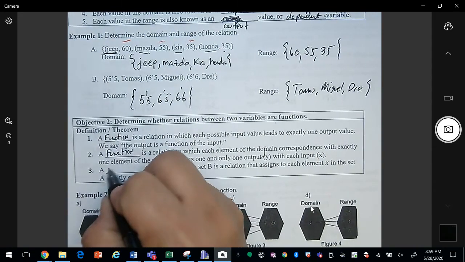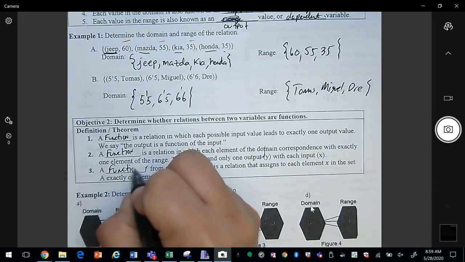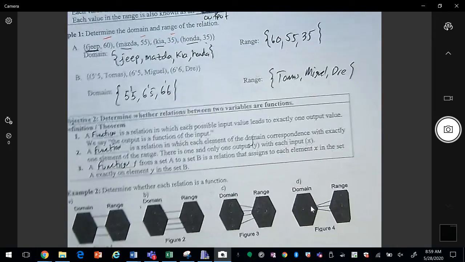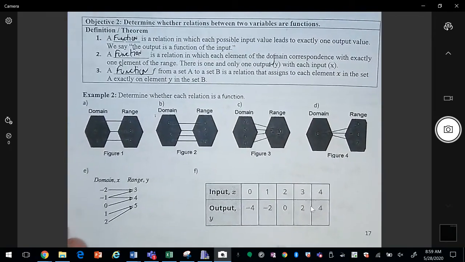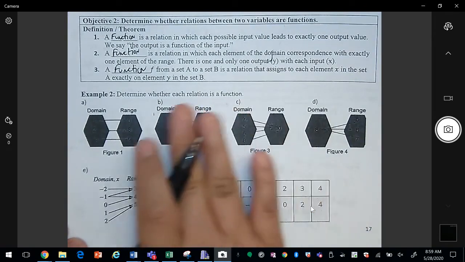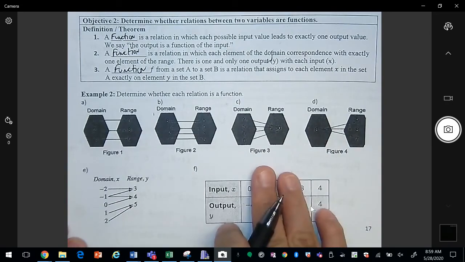And last, a function is from set A to set B as a relation that assigns to each element in X exactly one element in Y. Okay, so here we have some examples. So looking at the definition, we can apply that to see which of these are functions.